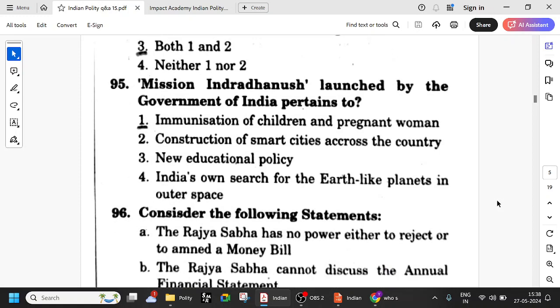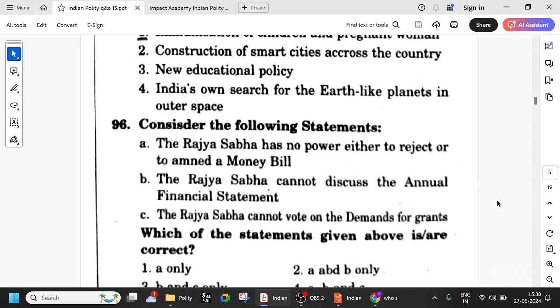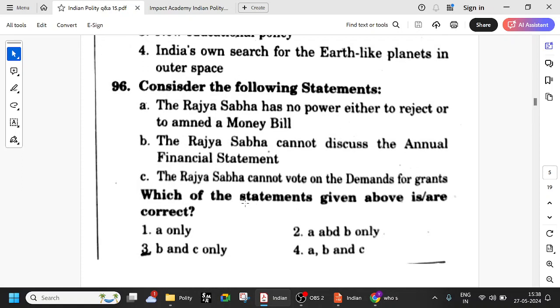So consider the following statements. The Rajya Sabha has no power either to reject or amend a money bill. Yes, that is true. Rajya Sabha has no power with regard to a money bill. Rajya Sabha cannot discuss the annual financial statement. Cannot discuss. The Rajya Sabha cannot vote on demands for grants. Which of the following is or are correct?